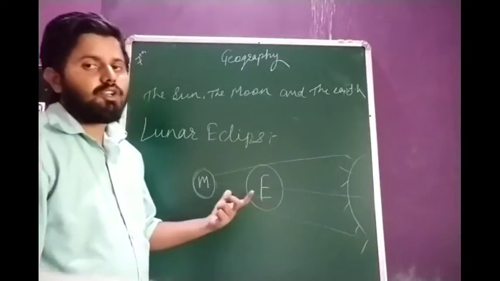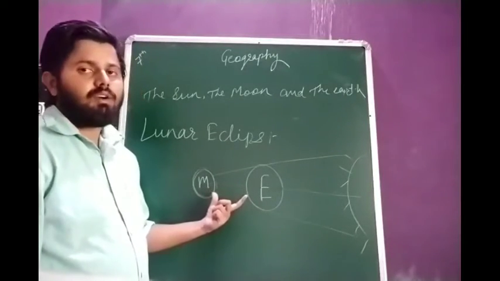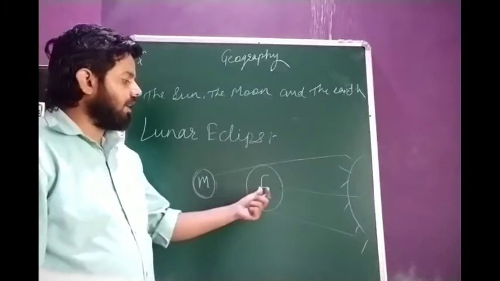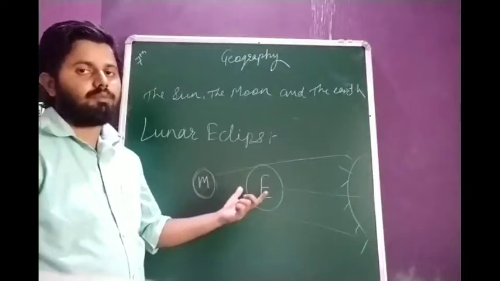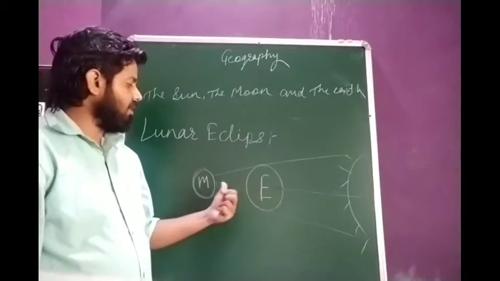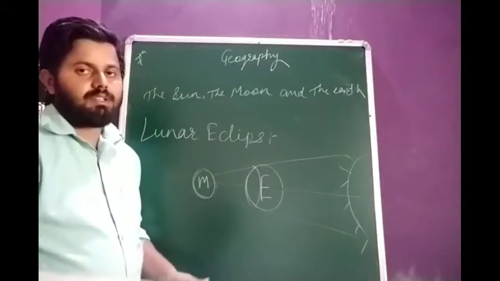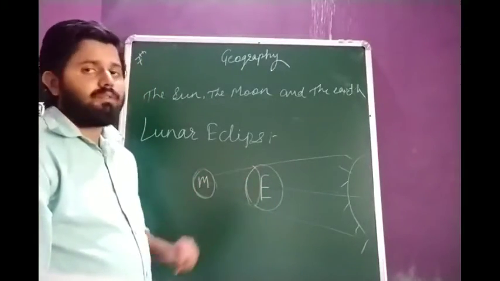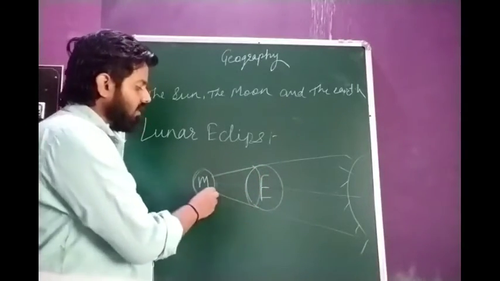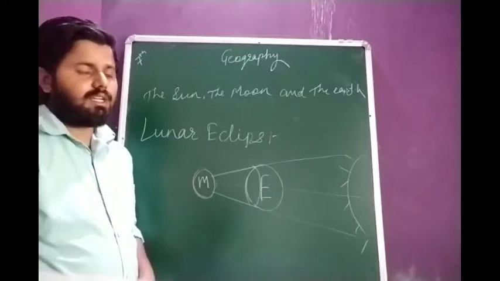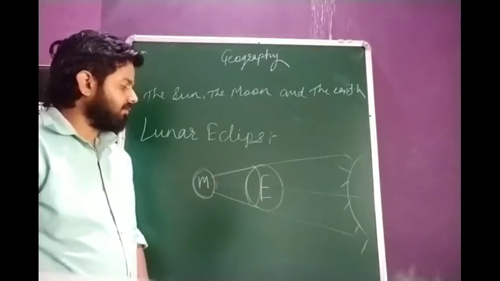But what is the position of the sun, moon and the earth? You can see on the board that the earth comes between the sun and the moon, right? Earth comes between the sun and moon. In that situation we will experience a lunar eclipse. That area experiences the lunar eclipse because the shadow of the earth falls on the moon there, right? And that's why we experience the lunar eclipse on the earth.